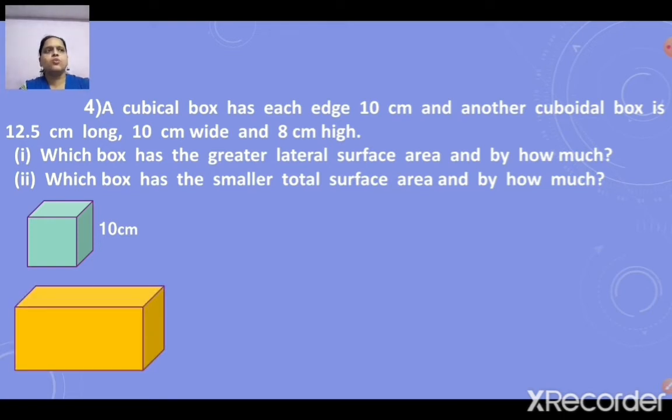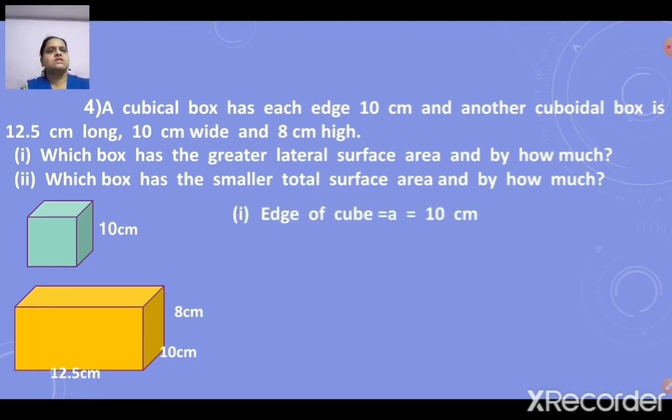Similarly, the second is a cuboidal box where the length is given as 12.5 cm, breadth is 10 cm and height is 8 cm. Again, for this cuboidal box, you can find the lateral surface area and total surface area. What is the lateral surface area? Correct. 2h(L plus B), and total surface area is 2(LB plus BH plus HL). And just compare the values for both the figures. Okay, so let us start.